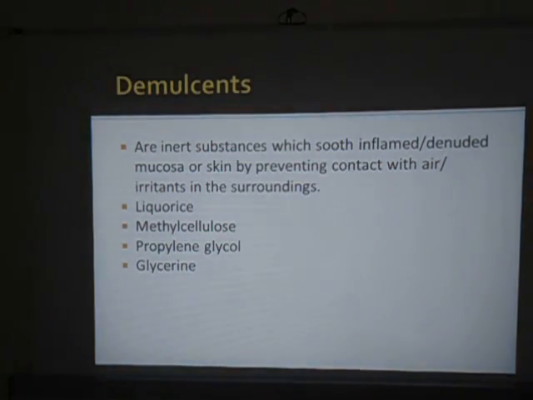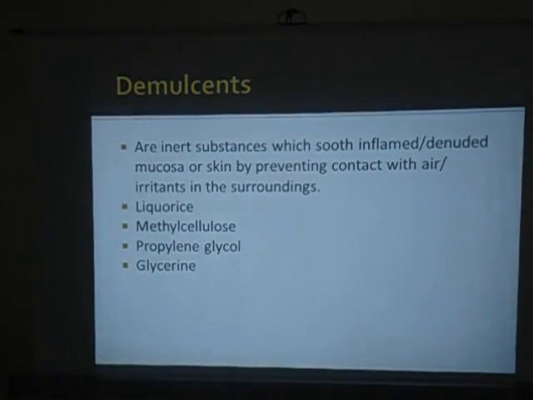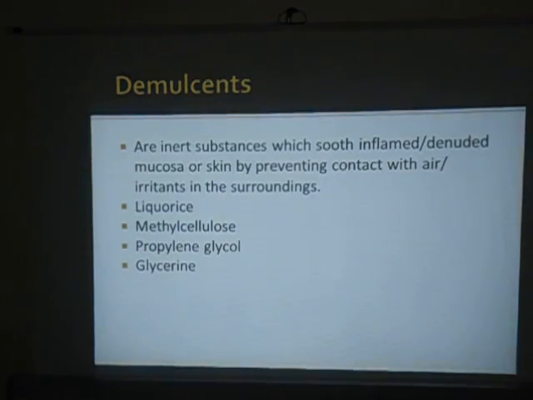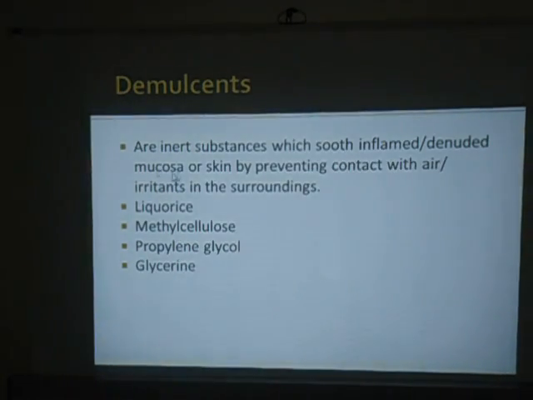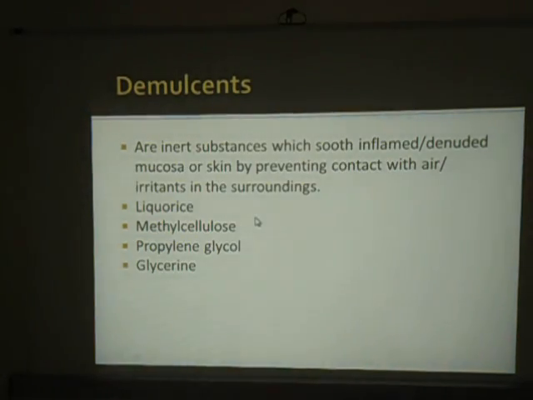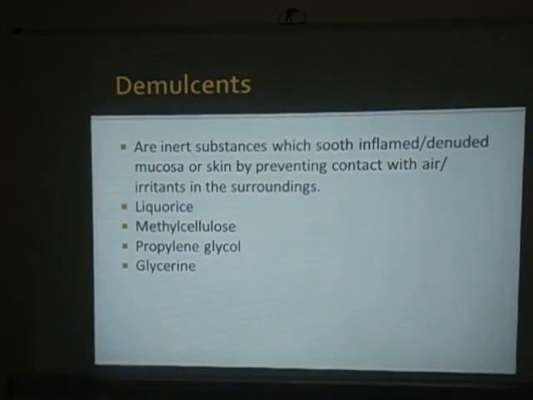So the common term we use here is demulcents. Demulcents is a common term for skin soothing agents. Okay, these are inert substances. That means they themselves do not have much pharmacological property. They soothe the inflamed or the denuded mucosa of the skin by preventing contact with the air and the irritant surroundings. So whenever the skin is eroded, if you apply alcohol on that skin, it will be burning.